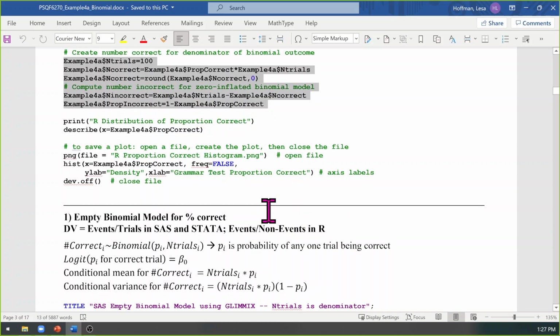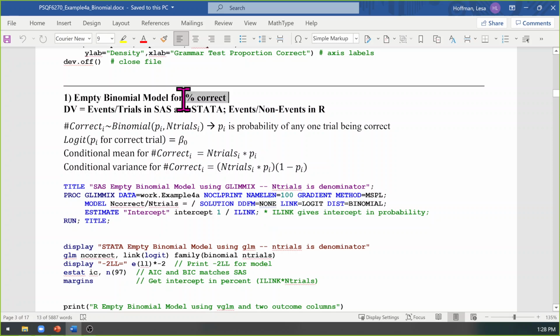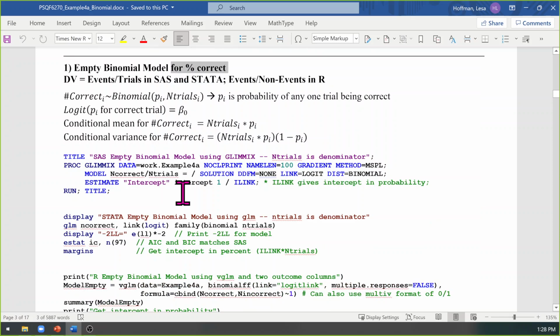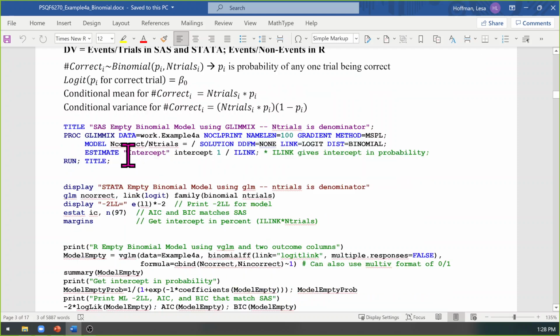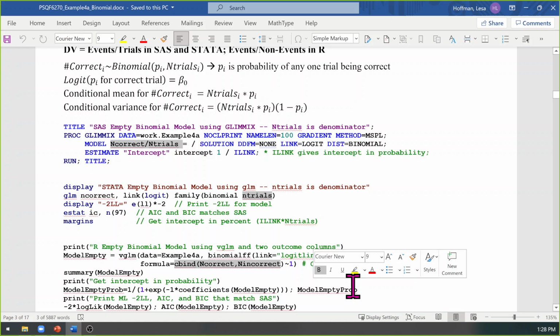So here's an empty model to start things off, and I'm predicting proportion correct, percent correct in this case. As usual, I am predicting an empty model first to figure out which way is up. So just to make sure that my software is returning what I think of as proportion correct, it should match the 0.92 that we had in the data as the mean of this outcome variable. So we're still in GLIMMIX in SAS. This is different, this is different, and this is different across the three packages.